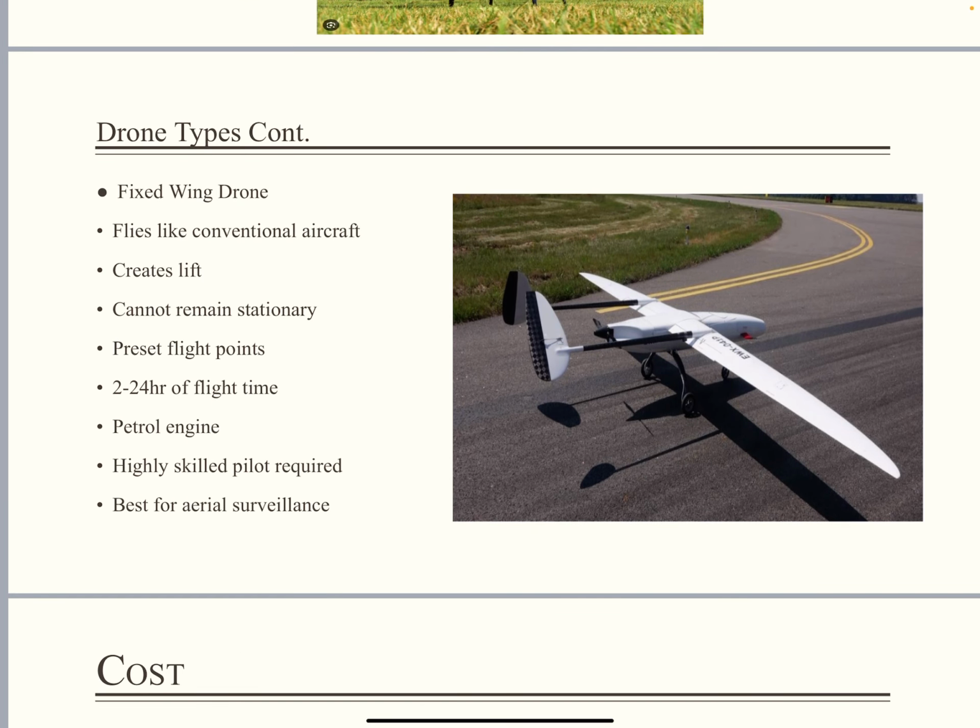And this is the fixed-wing drone. It flies like a conventional aircraft, almost like any commercial airline. It just creates lift, and that's how it stays in the air. It cannot remain stationary like a fixed-wing hybrid or a multi-rotor drone. And it needs preset flight points, so if you use one of these for surveying or 3D mapping, you would need to set your points of flight before you fly the drone.